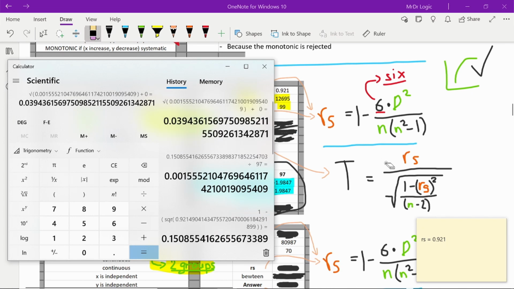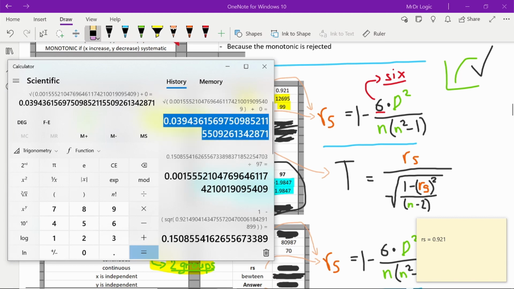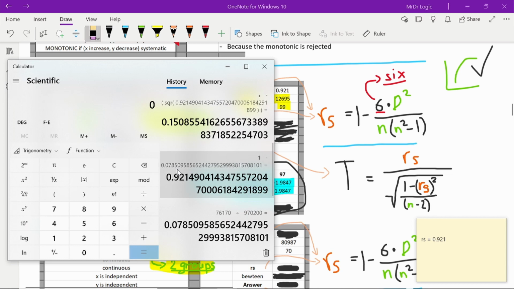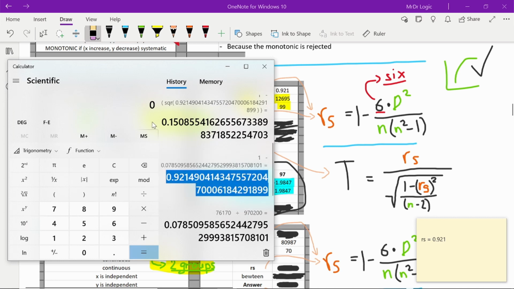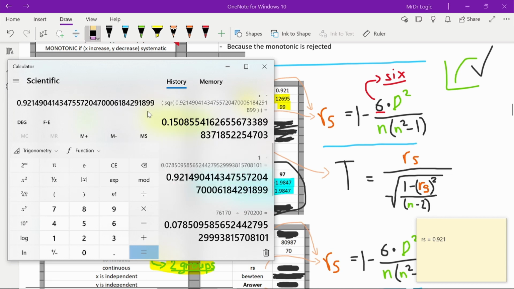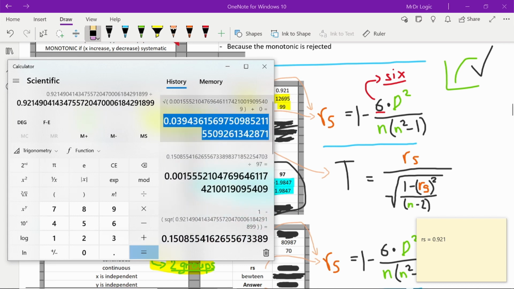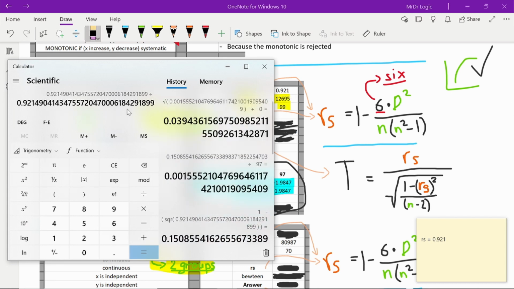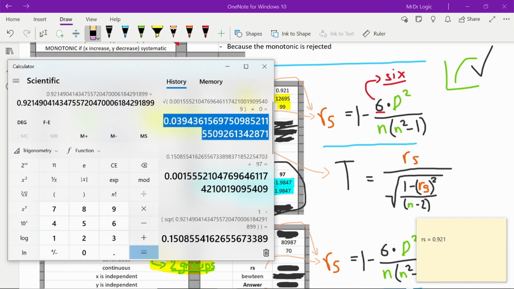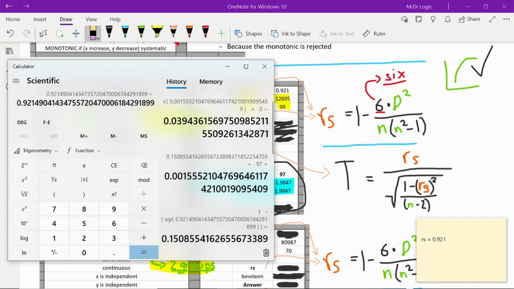Now what we're going to do again is take the RS, which was 0.921, and divide that by this special number. Let's copy this number. Copy, paste, divided by 0.921. Remember, don't forget that in-between number. Control C, Control V.